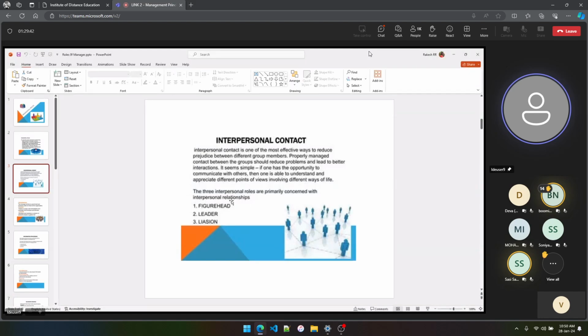Then the leader. You should be the leader of the entire clan, the entire population. The people who are working under you, you should lead them, because you should impart that leadership in everyone, at every stage and every place. And the liaison role is between the management and the people working under you. You should be the bridge between these two. Not only between the management and the workers, but among the workers also. Your role as a liaison is very important.